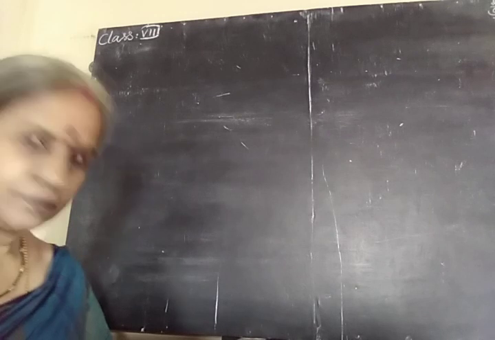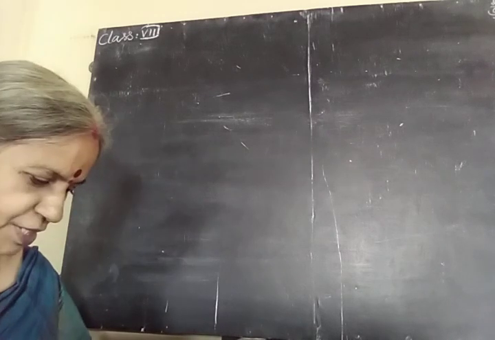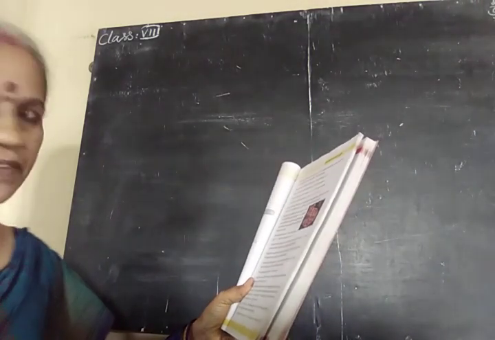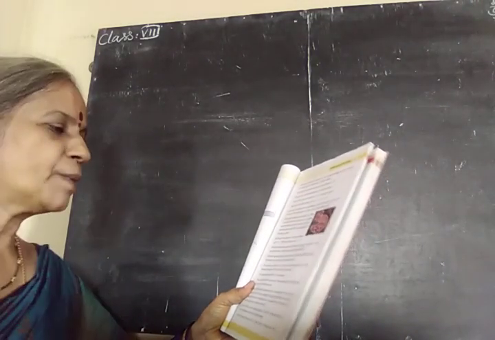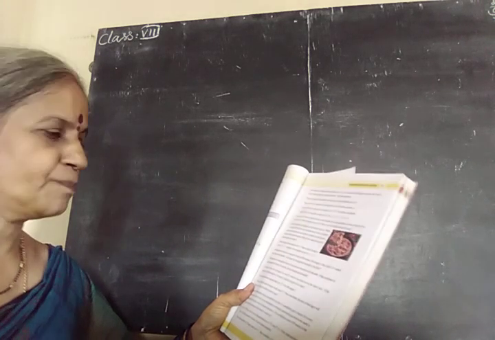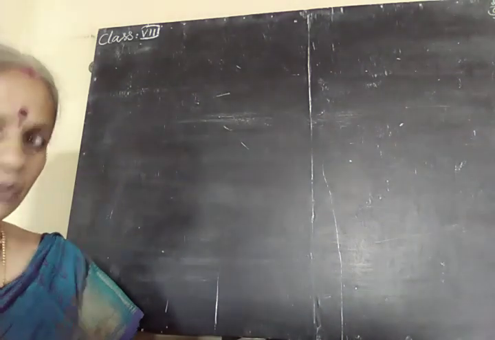In the previous class, 10 questions were completed. Now the 11th question. Exercise 2.2, 11th question. Two complementary angles differ by 12 degrees. Find the angles. What is meant by complementary angles?